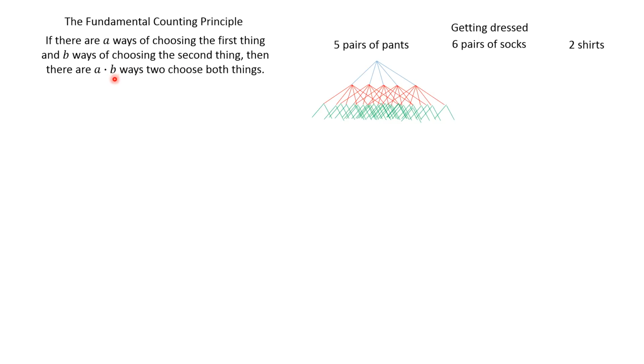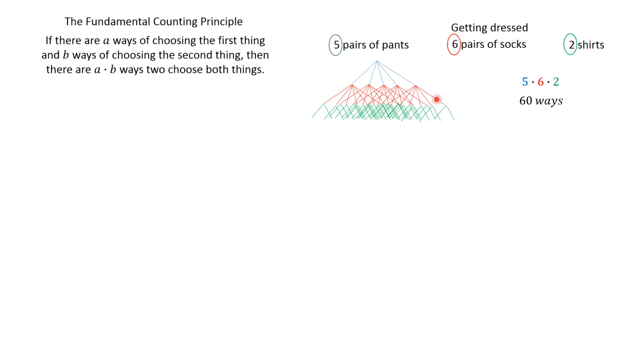So here, this says if I just want to choose pants and socks, I have 5 times 6 ways of choosing my pants and socks. So we have 5, and then each of those has 6. Doesn't that just make 5 times 6 would be 30? And then times that 2. We just have 5 times 6 times 2 is 60 ways for me to get dressed in the morning. So there we go.